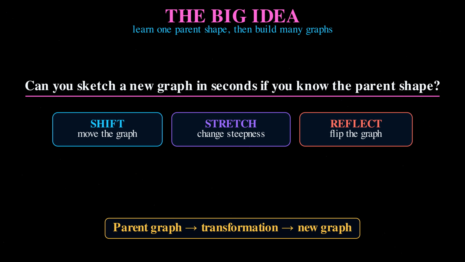We start with a parent graph. Then we apply simple changes: shift, stretch, compress, or reflect. A complicated graph becomes easier when we build it step by step.